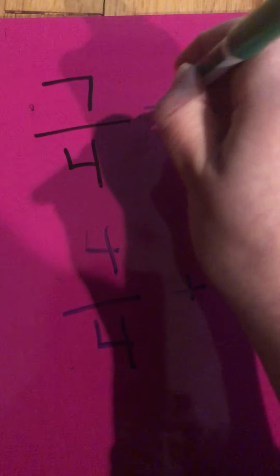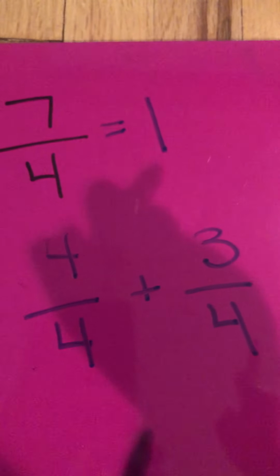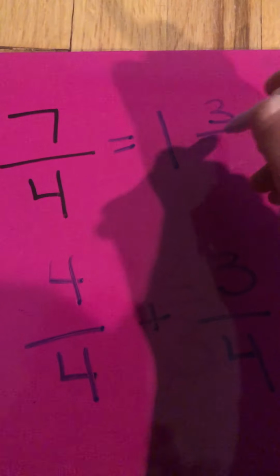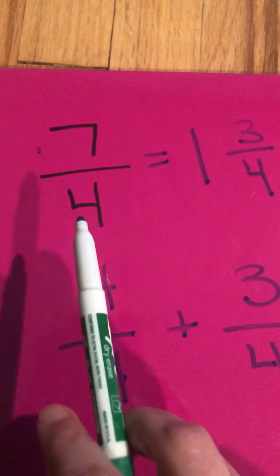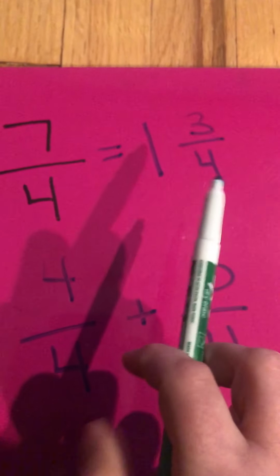So when I take a look at this, 4/4 is a whole, so I have one whole and 3/4 is remaining. So 7/4 as a mixed number is 1 and 3/4, and we will do one more like this. Let me erase this up.